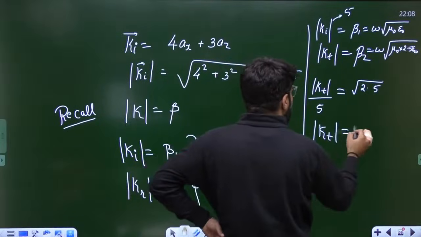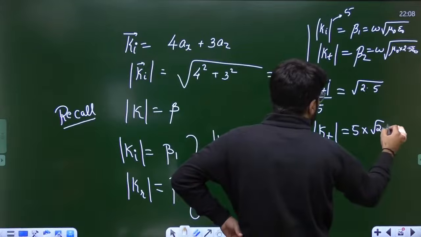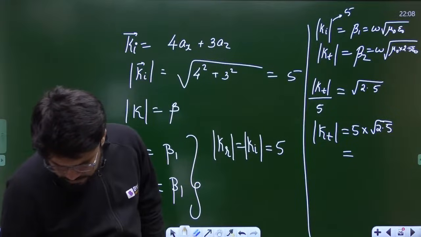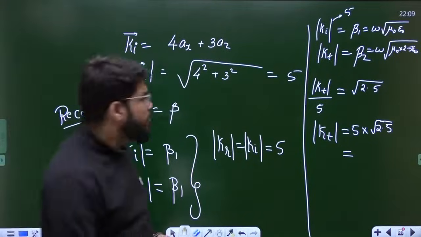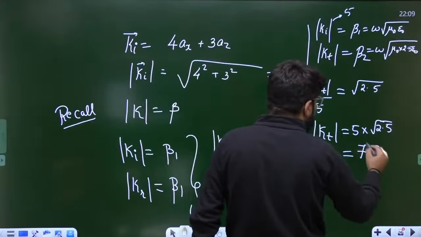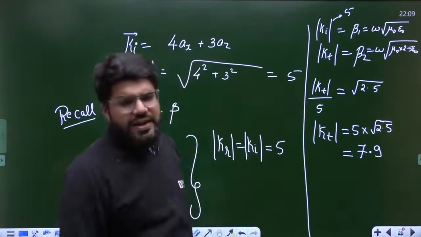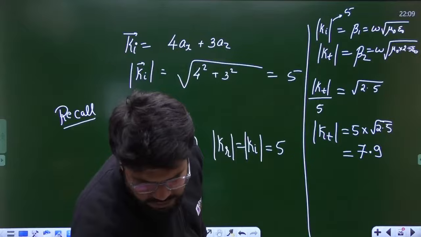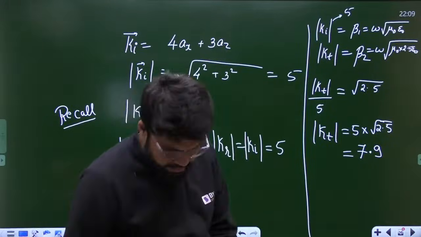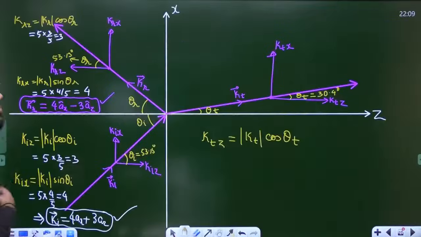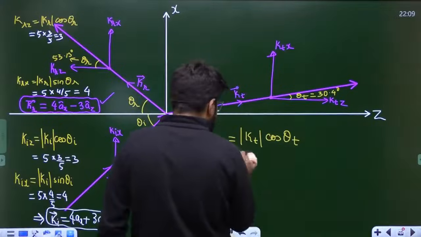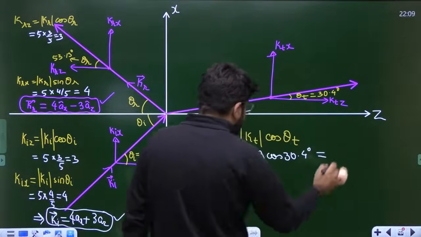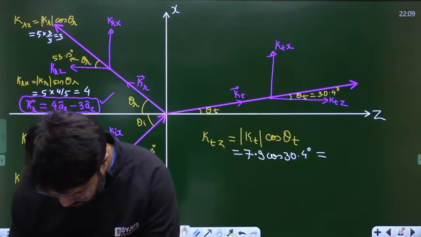So what is the value of mod KT? It is 5 into under root of 2.5, and let me figure out how much this value is turning up. This is 7.9. So modulus of KT is turning out to be 7.9. Modulus of KT you have to calculate separately by putting the formula that mod K is equal to beta. So I will place down the values here. This is equal to 7.9 into cos of 30.4 degree. Calculate this value and write down the final answer.